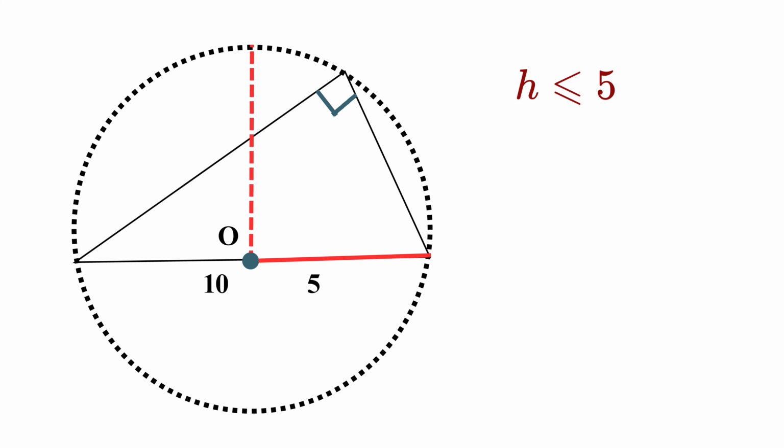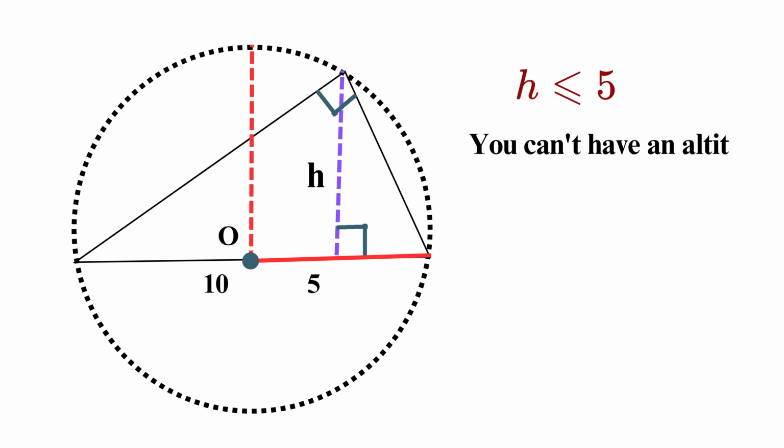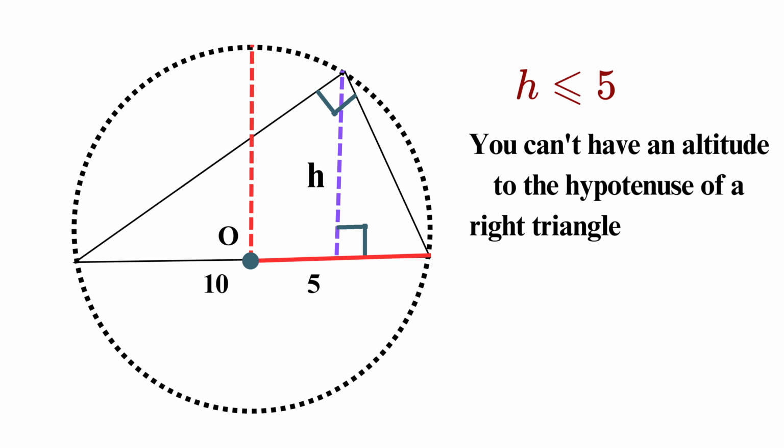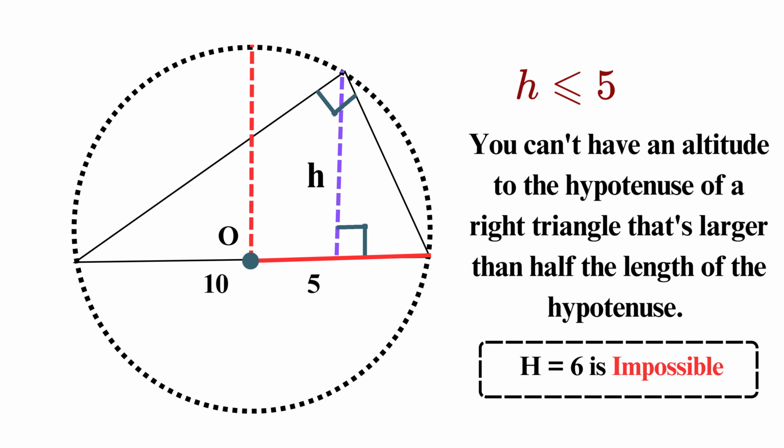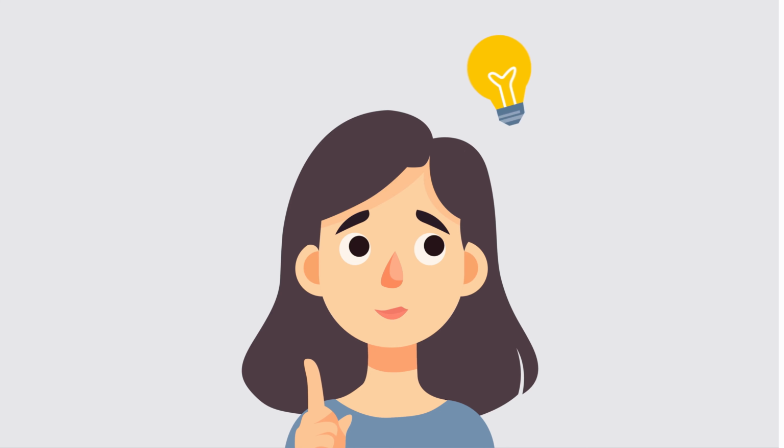Now, any altitude of this right triangle will be a vertical distance that's parallel to this vertical radius. And we can easily see visually that any height h must be less than or equal to 5. You can't have an altitude to the hypotenuse of a right triangle that's larger than half the length of the hypotenuse. Therefore, a value of 6 for h is impossible. And that's the key lesson here. You must think about the problem before you calculate.